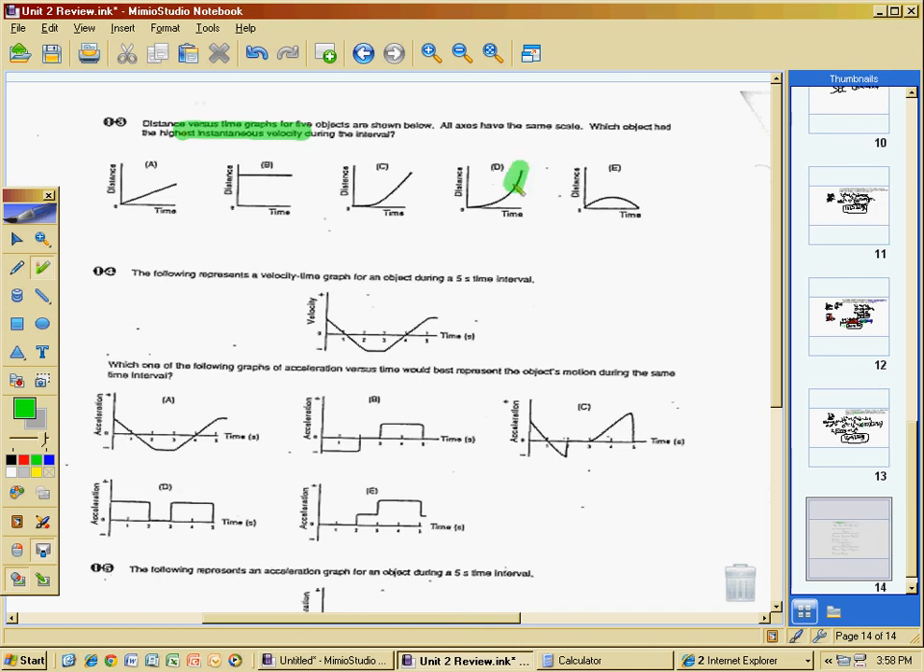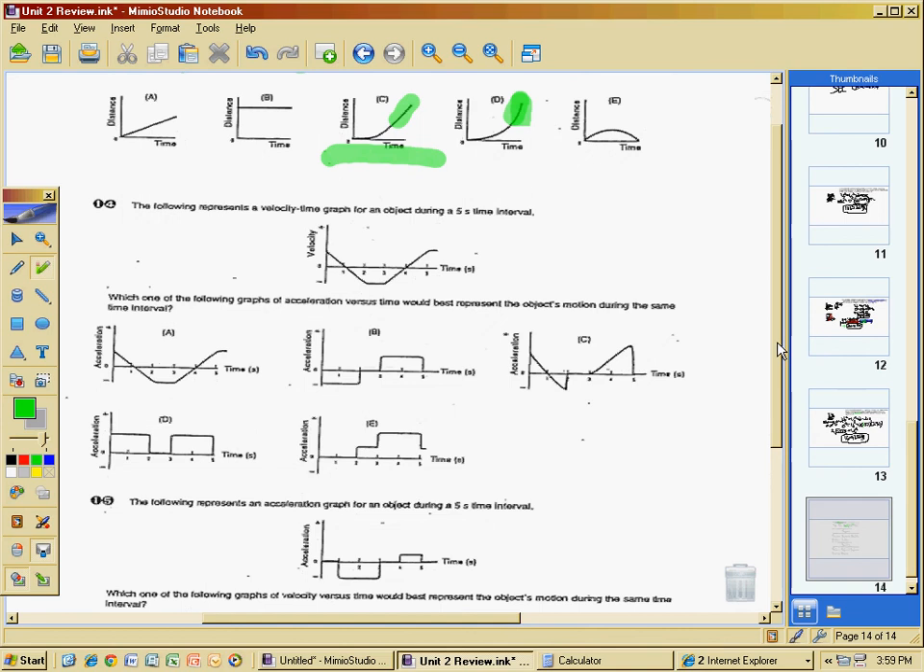It's right there. Maybe you get tripped up about this graph here, because here it looks steep, but right here, that slope is obviously the steepest. Therefore, at that point, out of all of these graphs, that one has the highest instantaneous velocity.